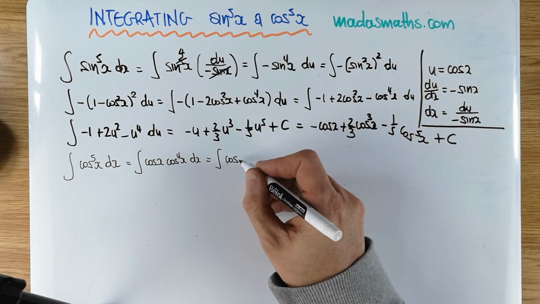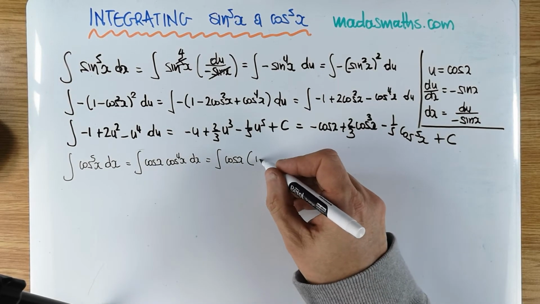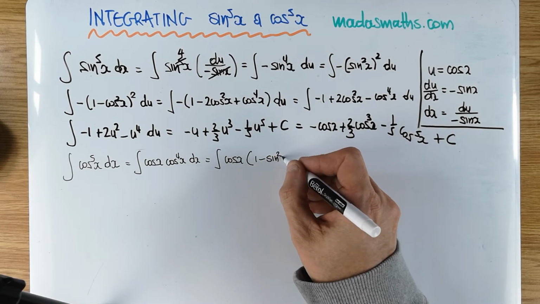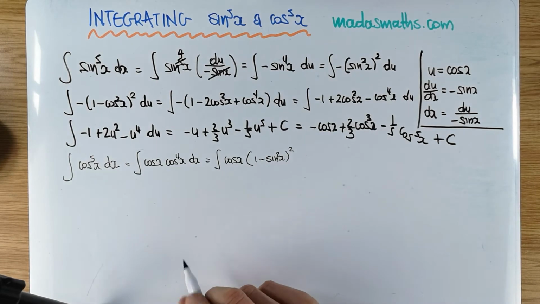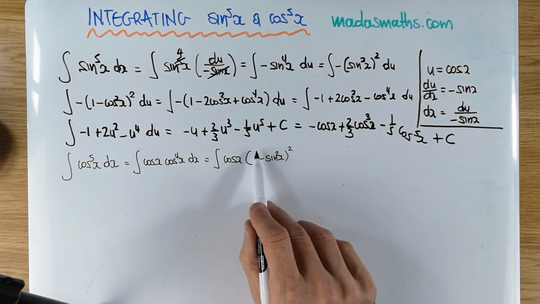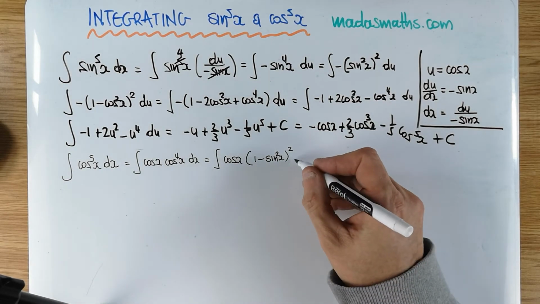So the cos of x, I will leave it, and the cos to the 4, I'm going to write as 1 minus sine squared. That's the cos squared, but because it's to the 4, it needs to be squared again. Just check that I've done it correctly. There's my cos squared in there. All squared is the cos to the 4. And now, of course, it's at the front, dx.